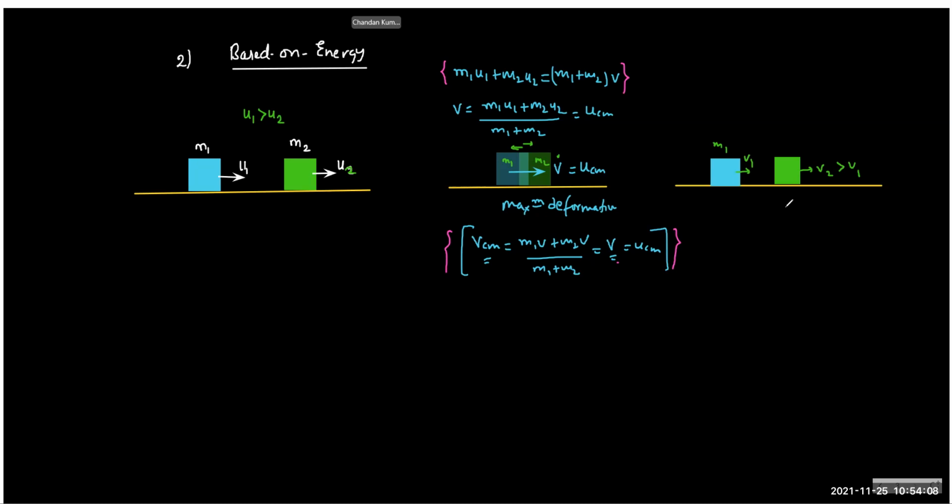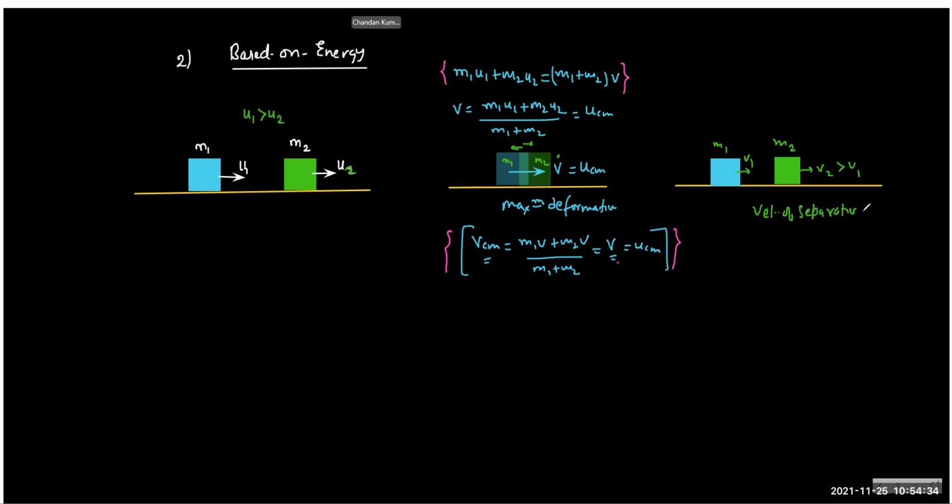and while going forward in the process of restoration, M1 will be further slowed down by the impulsive force, whereas M2 will be sped up. So eventually, M2 will be moving faster than M1, and this situation is called velocity of separation.